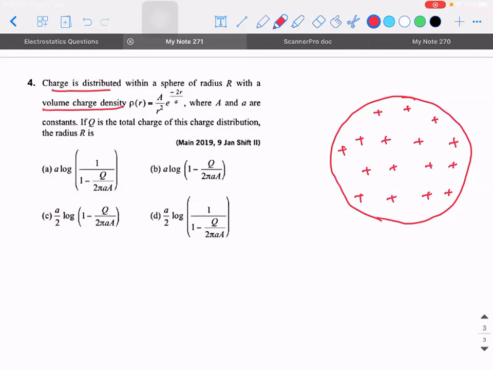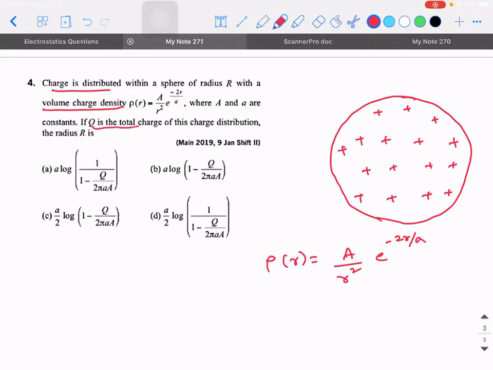No, sir, it is a function of r. So rho of r is equal to capital A divided by r square into e power minus 2r divided by a. Wherever the concept of function comes, you have to solve the problem only using integration.